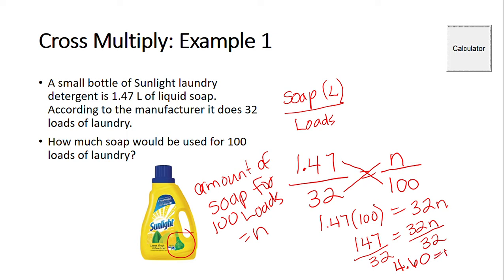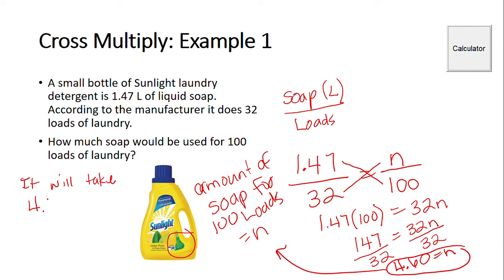4.60 equals n. And if we go back here, well, what is n? Let's go back and refresh our memory. n is the amount of soap for 100 loads of laundry. So it will take 4.60 liters of soap for 100 loads. Okay, so that's that question.